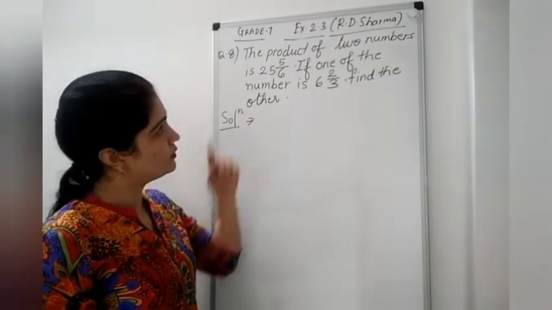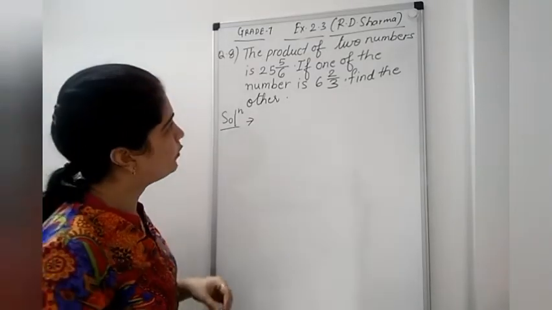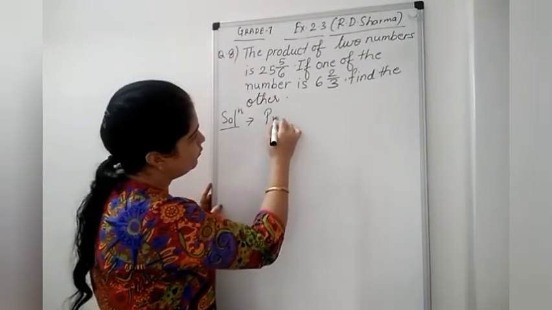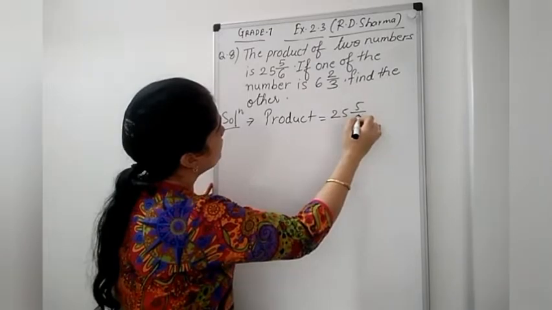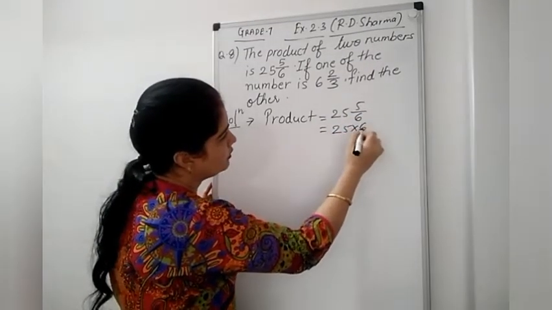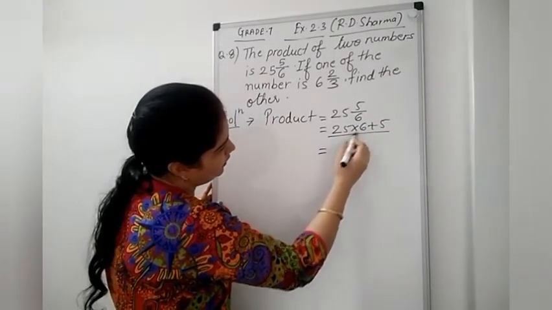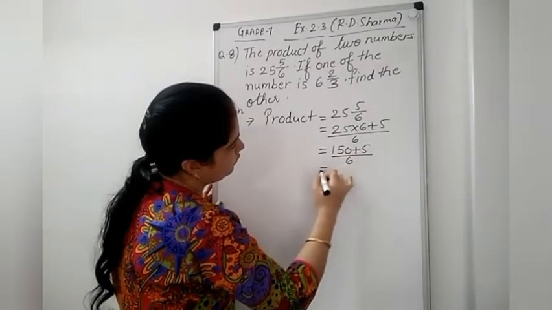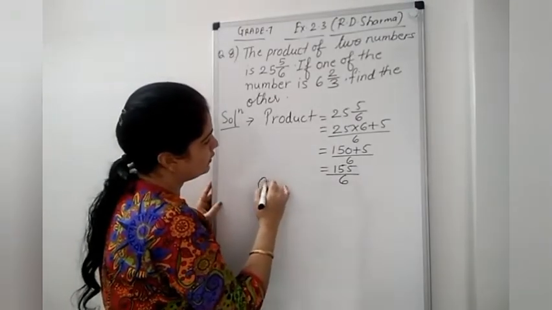So here again it's like the last question, the product is given, and one of the numbers is given. If you divide the product by one number, we can get the second number. So we will do the same. Product is 25 5 upon 6. First we will convert it into a normal fraction, as this is a mixed fraction. 25 multiplied by 6 gives 150 plus 5 upon 6, which will give you 155 upon 6.